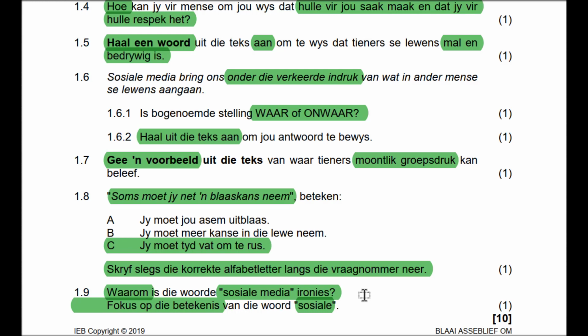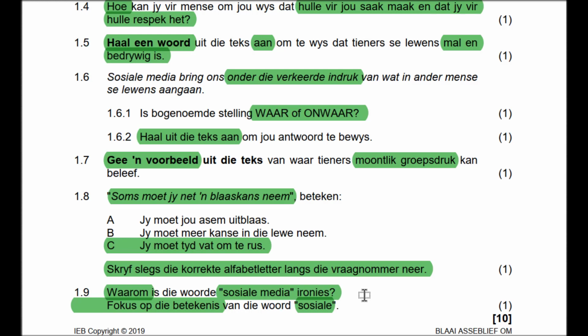Dink aan die woord ironies. Ironies beteken, dit is eintlik 'n teenstrydigheid. Want sosiaal beteken dat jy die heeltyd met mense in omgang is en dat jy die heeltyd met mense in kommunikasie is, maar wanneer ons die heeltyd op sosiale media is, onttrek ons eintlik van ons huidige sosiale omstandighede.